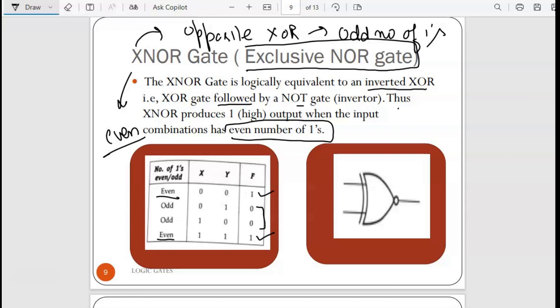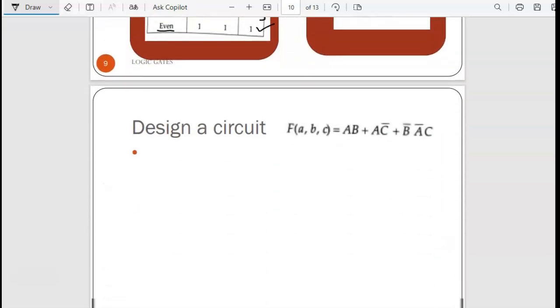For XNOR, the OR gate is there, so you have to draw NOR and then XNOR. So NOR gate is NOT of OR. So this is NOR gate, and we are giving a line here to make it XNOR gate. Okay, to make it XNOR gate.